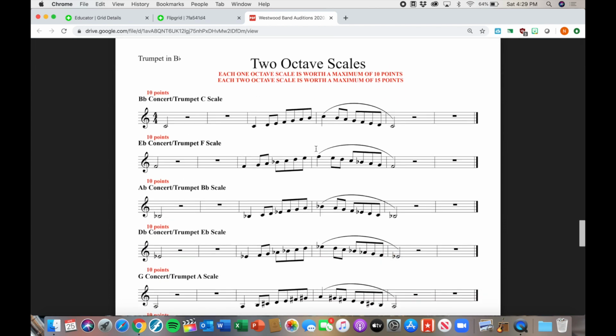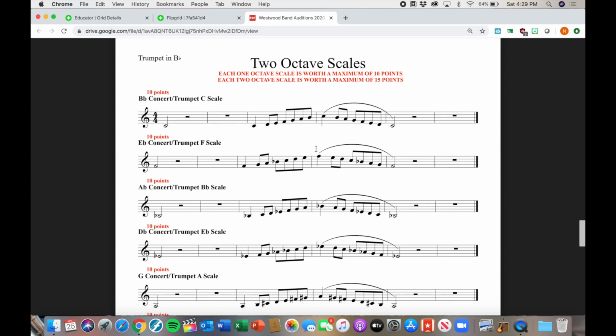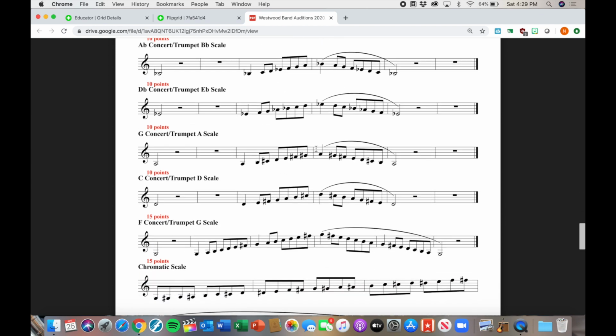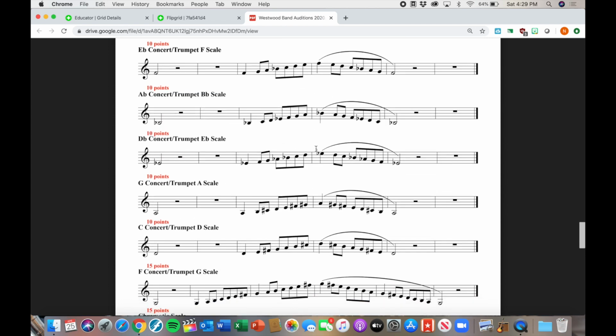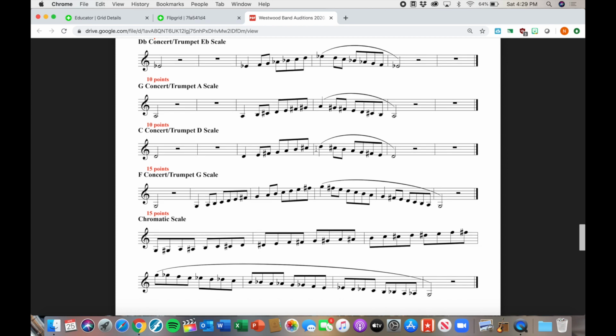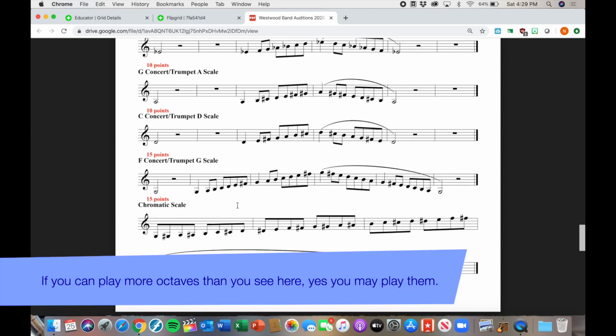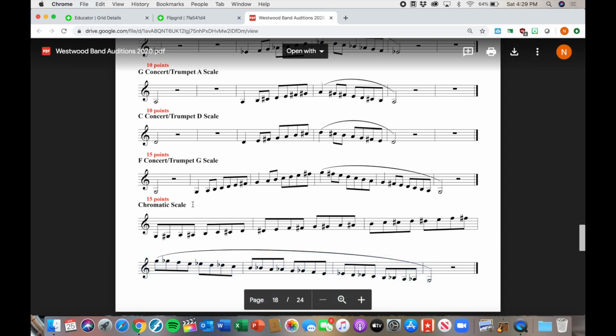Each instrument has a different amount of 2 octave scales depending on how that instrument functions. Woodwinds, you'll have way more. In fact, most of these will be 2 octaves for you. Brass will only have a couple, but that's okay. For trumpets, the only two are concert F, which is trumpet G, and the chromatic scale. If I were to play those, I would get 15 points each.